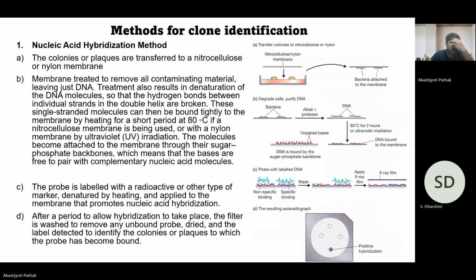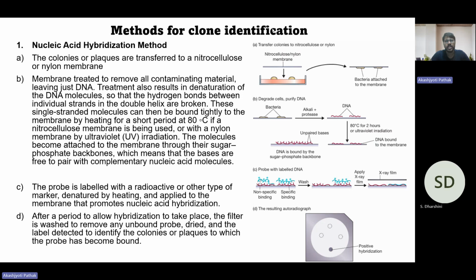Okay. So what are the methods of clone identification? You see this figure nicely. This figure is again taken from the book by T.A. Brown. What is done is the colonies are transferred to a nitrocellulose or nylon membrane. So this is your agar plate, which has the bacterial colonies growing on it. Now you transfer these bacterial colonies to a nitrocellulose or nylon membrane. You basically put the nitrocellulose membrane on your agar plate, so now your membrane will also have the colonies on it.